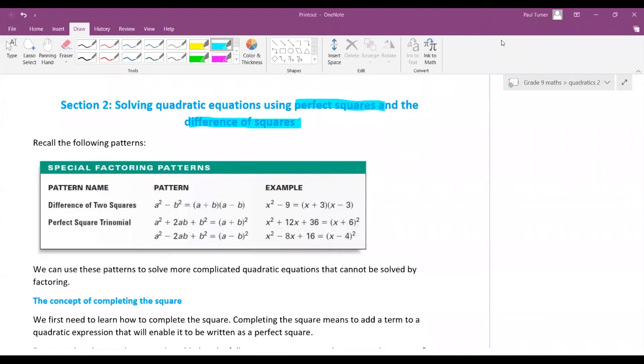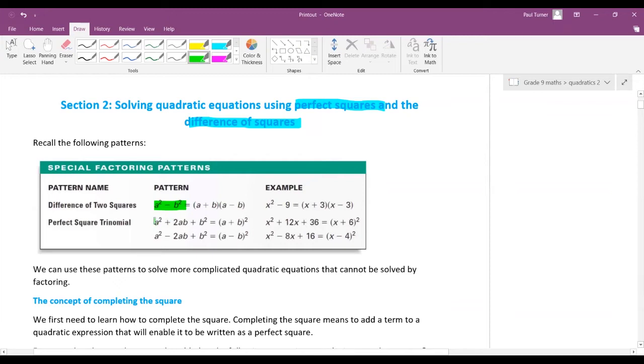So yeah, we're going to solve equations using perfect squares and difference of squares. And we already know these patterns here. So this was your difference of squares, which you've been doing a lot: a squared minus b squared equals a plus b times a minus b. And that's an example of how you factorize.